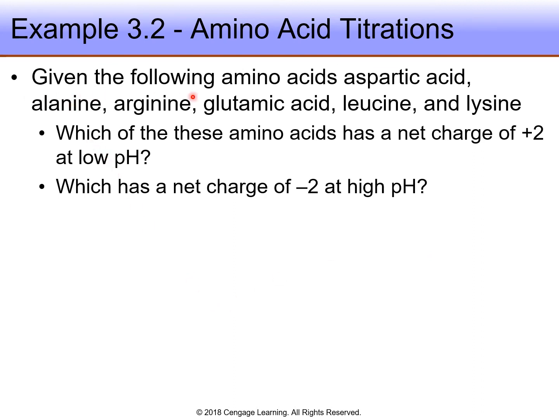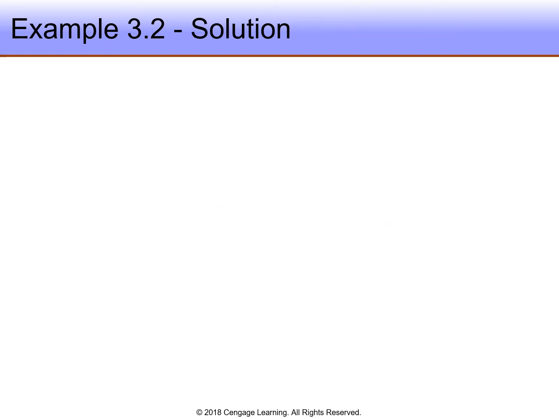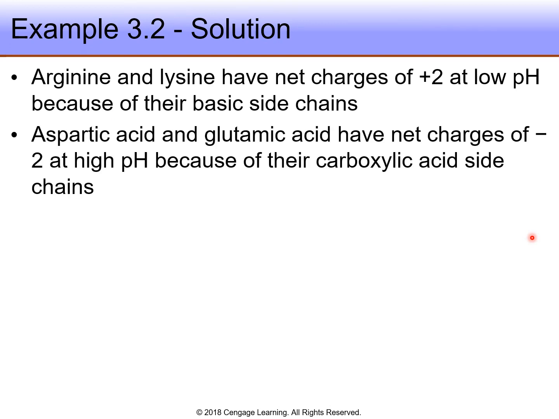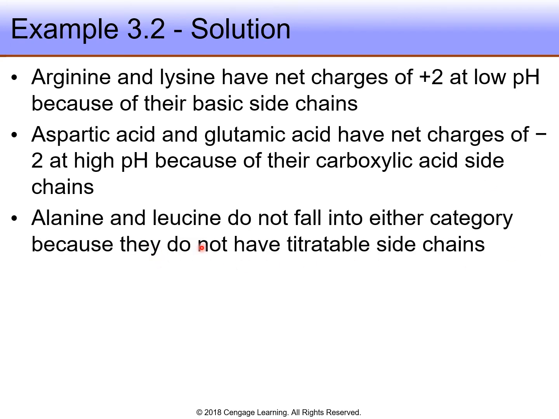Now, example: given the following amino acids, aspartic acid, alanine, arginine, which of these amino acids has a net charge of +2 at low pH, and which has a net charge of -2 at high pH? Arginine and lysine have net charges of +2 at low pH because of their basic side chains. Aspartic acid and glutamic acid have net charges of -2 at high pH because of their carboxylic acid side chains. Alanine and leucine do not fall into either category because they do not have titrable side chains.